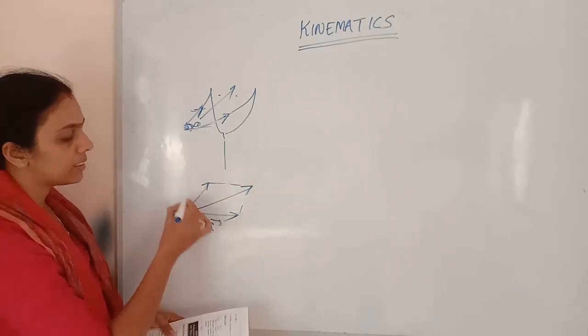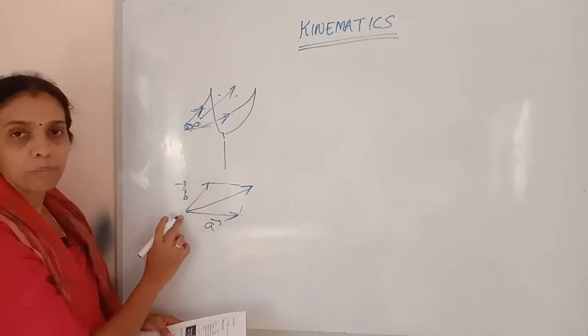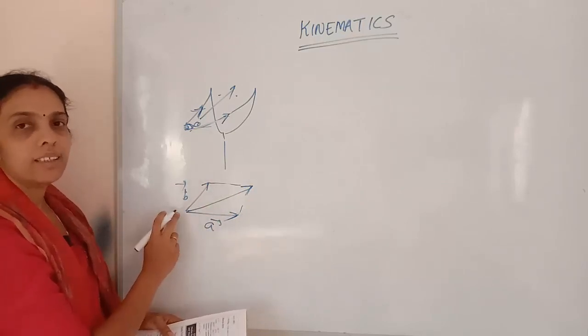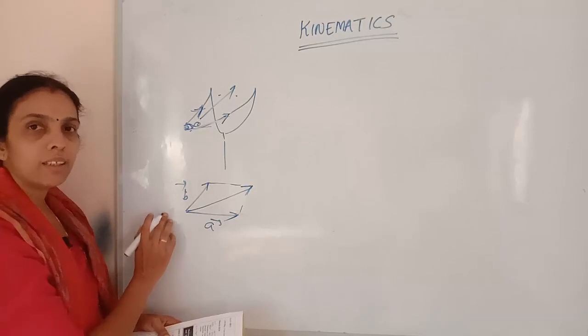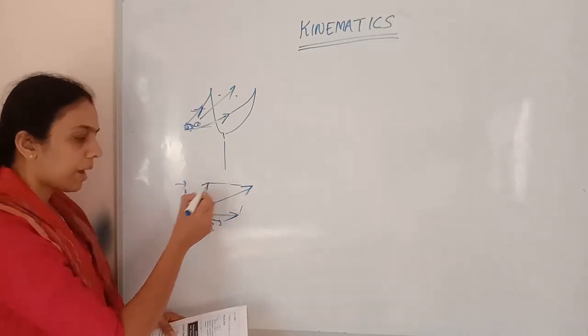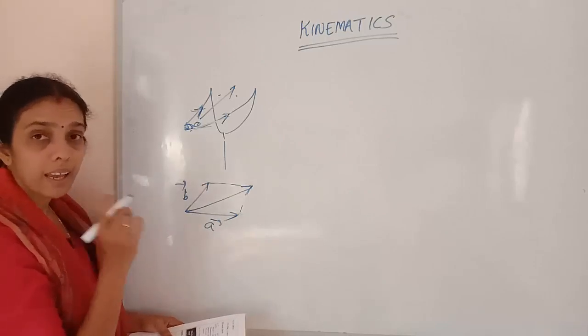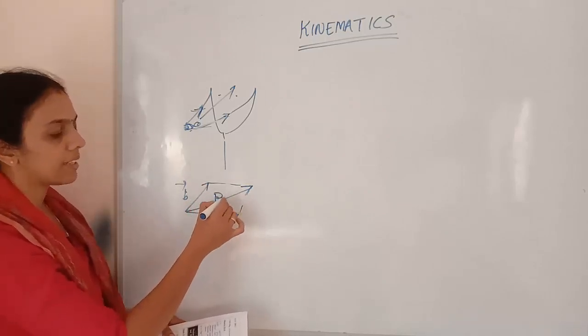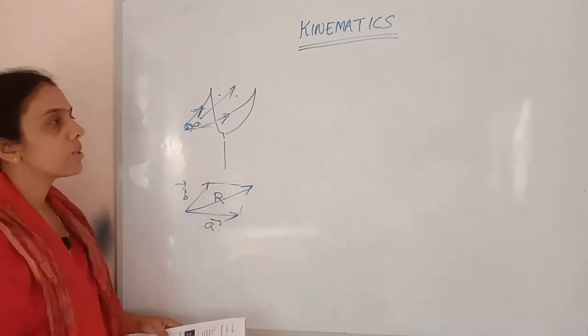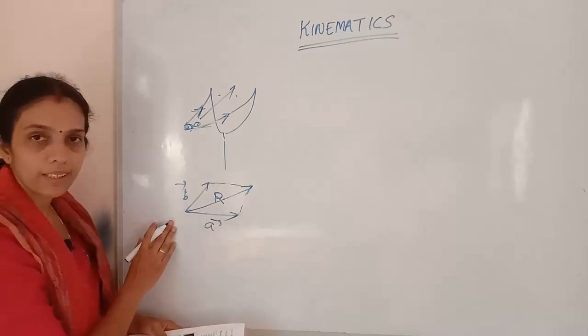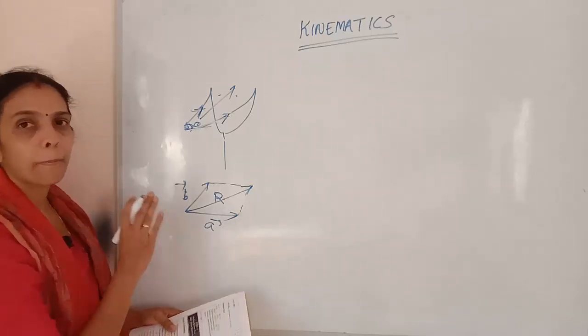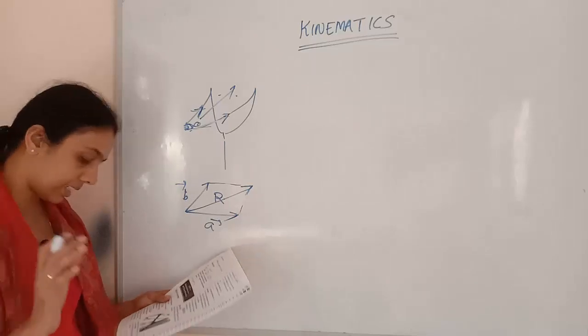If two vectors start from the same point, then the resultant vector will be the diagonal of the parallelogram, which starts from the same point. So this will be the resultant vector. So this is based on the principle of which law of vector addition? Parallelogram law of vector addition.